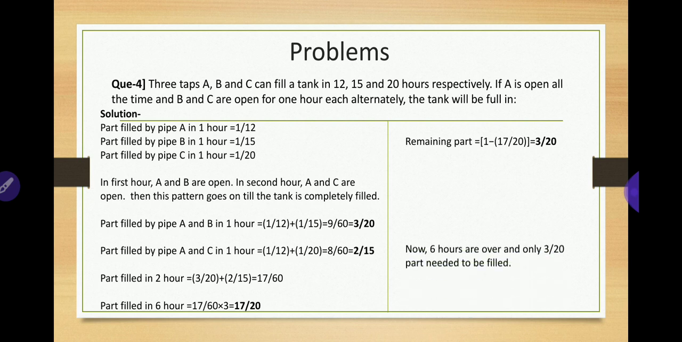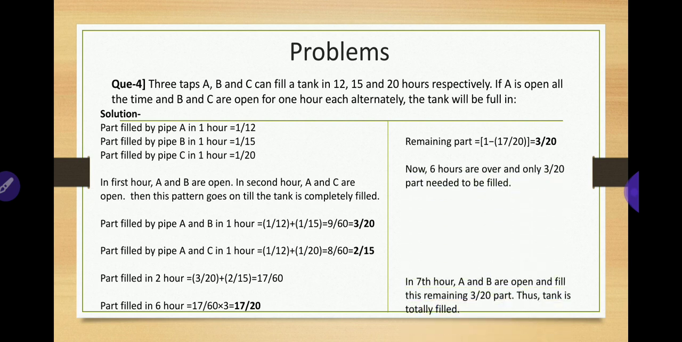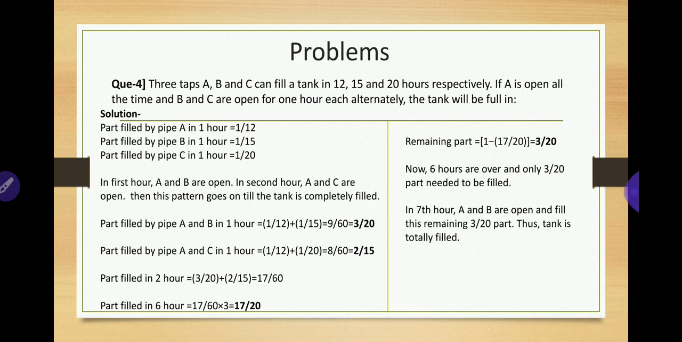So that part can be filled by A and B pipes in the 7th hour, because the capacity of A and B pipe is 3 by 20 only, and that is the 7th hour we have to use. Therefore in 7 hours totally the tank will get filled.